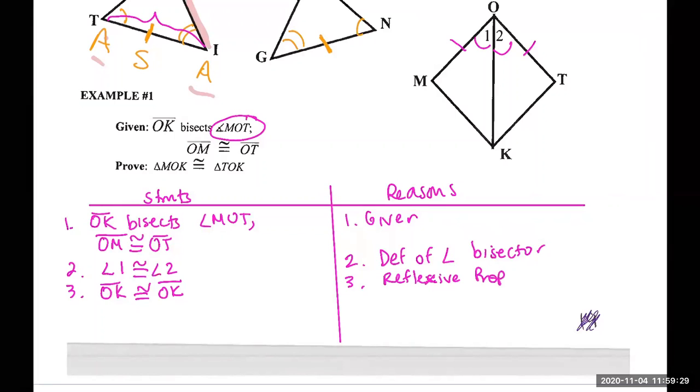Someone said that when it says a line bisects an angle, that's all it does. It just bisects the given angle. All you can assume is that 1 is congruent to 2. It has nothing to do with the line itself or bisecting segments at all. So what I just assumed was that this shared wall, OK, is congruent to itself.